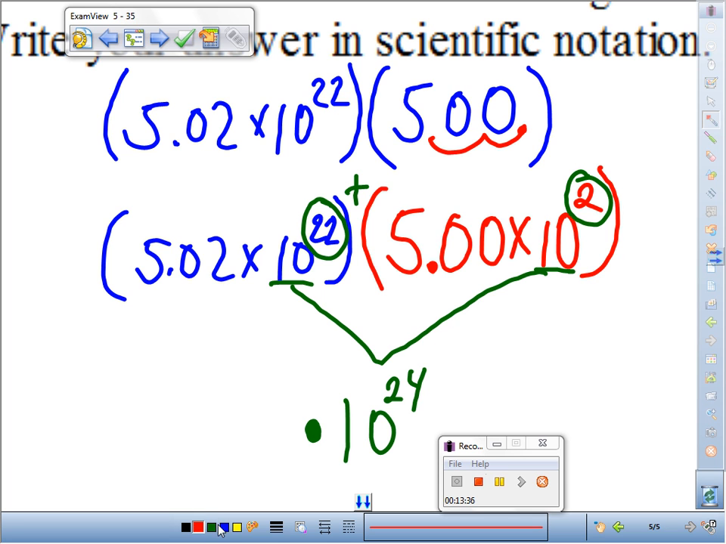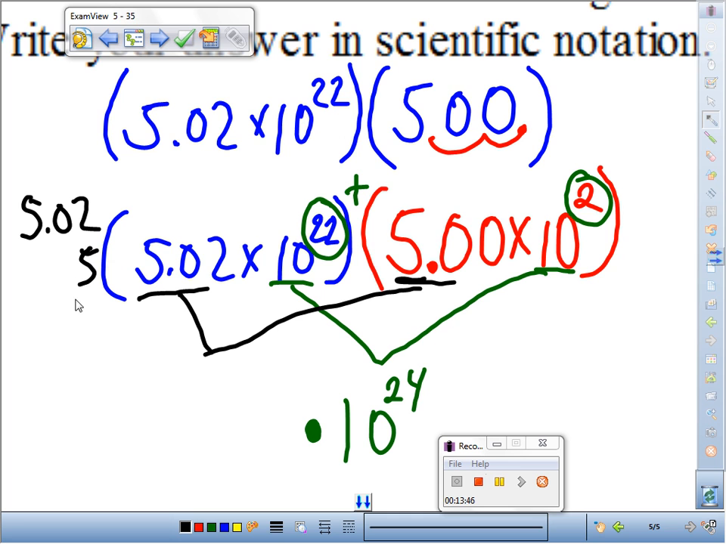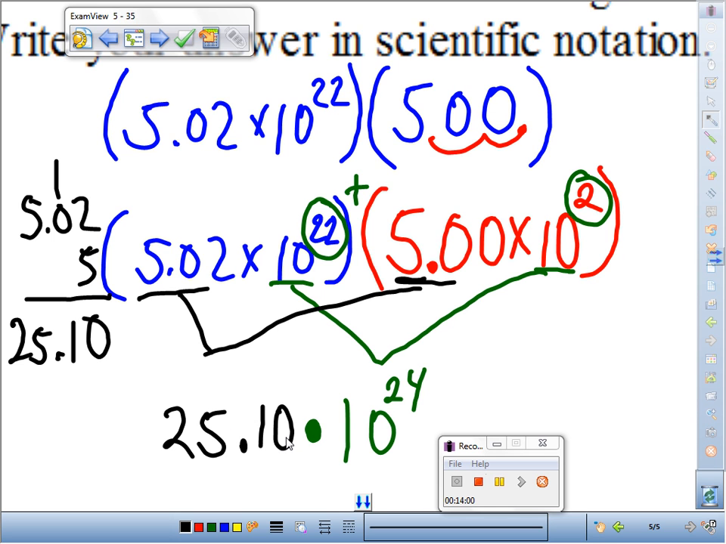But now we need to focus on the numbers. We need to multiply this number times this number. So let's see. 5.02 times 5. What is 5 times 2? 10. Carry 1. 5 times 0, 0. Bring down the 1. 5 times 5, that's 25, so this is 25.10. Is this scientific notation?